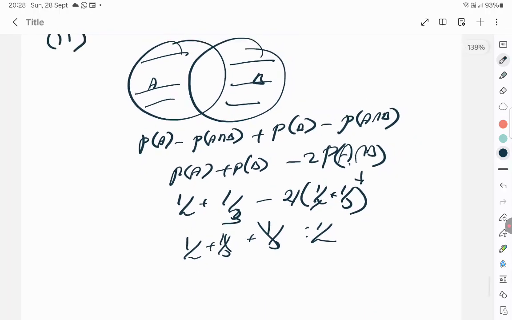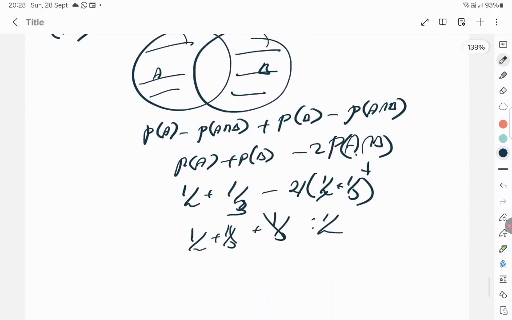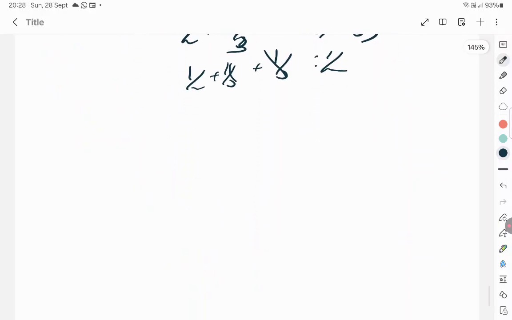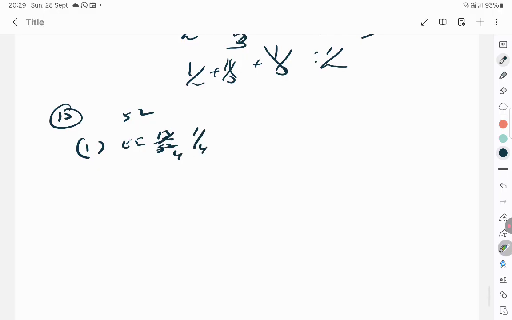So next question is the 15th question. Okay, one card is drawn at random from a well-shuffled pack of 52 cards. Which of the following cases are independent? Okay, so let's take the first one, E. The card is a spade. How many spade cards are there? 13 spade cards. So 13 by 52, which is 1 by 4. Okay, that's the probability of E.